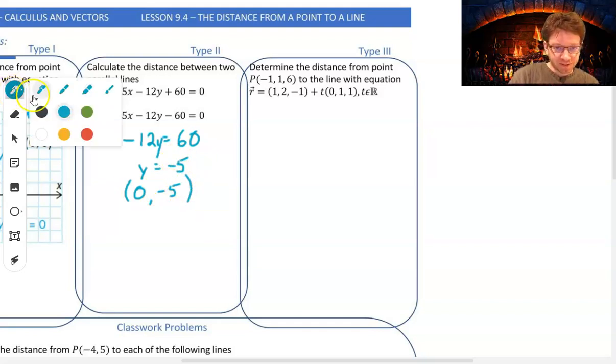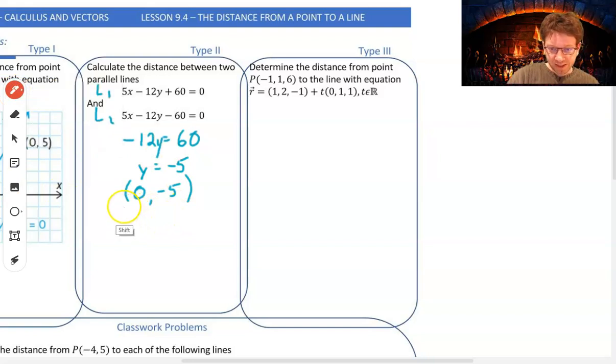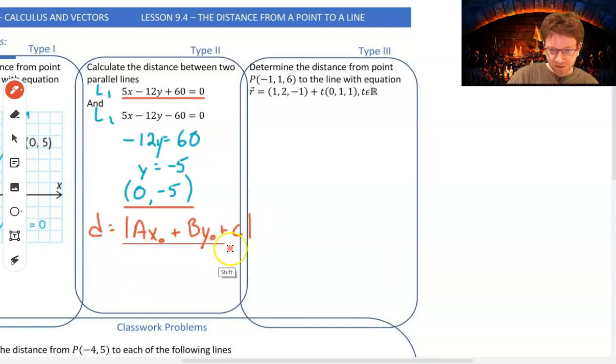Okay, so now we have a point here on line 2, and we have line 1. So if I find the distance between line 1 and that point on line 2, I'll know the distance between those parallel lines. And that we can use our equation for. So d equals ax naught plus by naught plus c all over square root of a squared plus b squared.